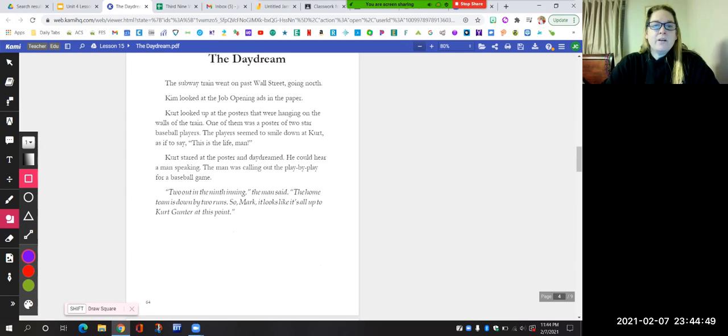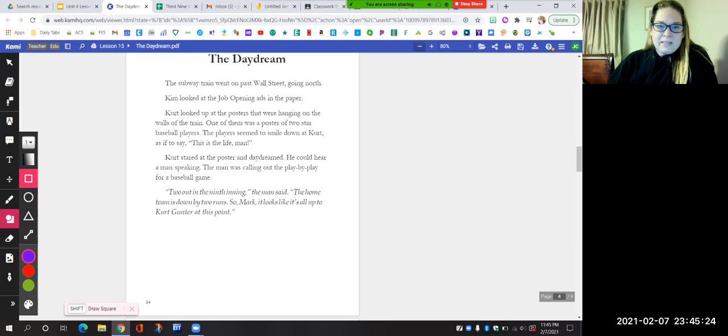The subway train went on past Wall Street, going north. Kim looked at the job opening ads in the paper. Kurt looked up at the posters that were hanging on the walls of the train. One of them was a poster of 2 star baseball players. The players seemed to smile down at Kurt, as if to say, "This is the life, man." Kurt stared at the poster and daydreamed. He could hear a man speaking. The man was calling out the play-by-play for a baseball game.